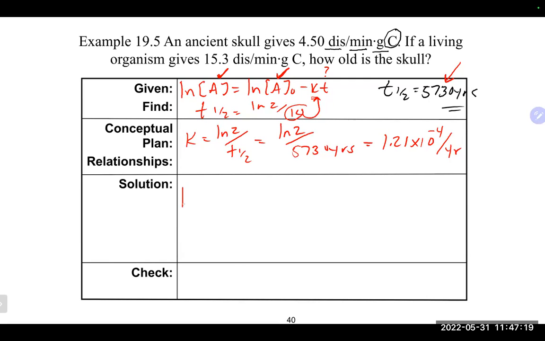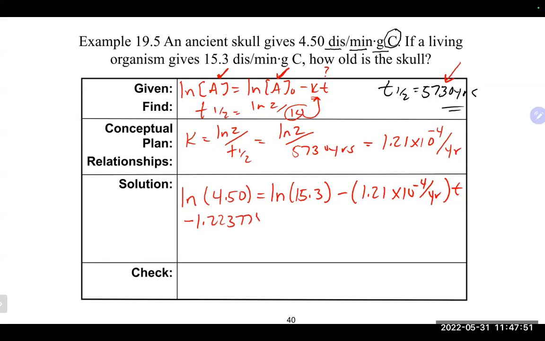We'll go in with our natural log of 4.5 is equal to our natural log of our living there, which is 15.3, minus our 1.21 times 10 to the minus 4 reciprocal years times t. So remember, t here is time. I'm going to take the natural log of 4.5, and then I'm going to subtract the natural log of 15.3. And if I do that, I end up with minus 1.223775 equals minus 1.21 times 10 to the minus 4 reciprocal years times time.